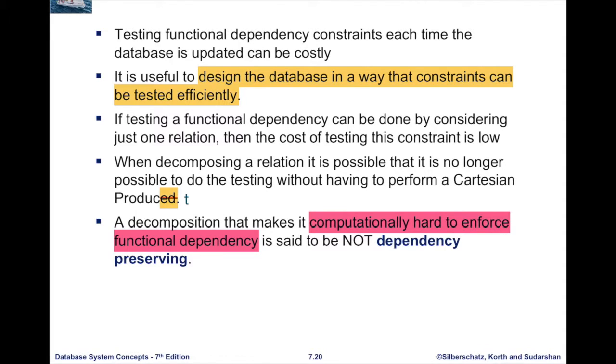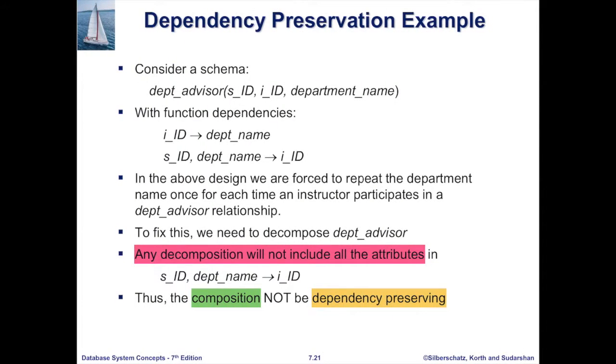A decomposition that makes it computationally hard to enforce functional dependency is said to be not dependency preserving. So may mga certain decompositions na mahirap i-enforce yung functional dependency, and these are called not dependency preserving. So let's give an example for this.